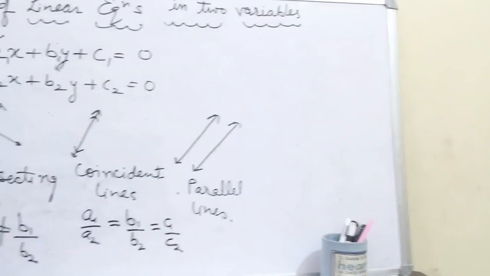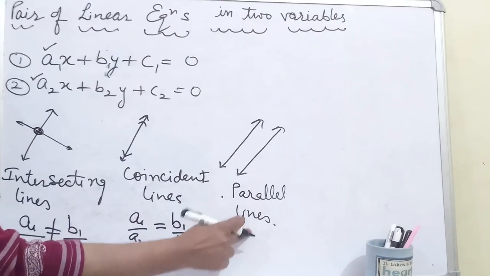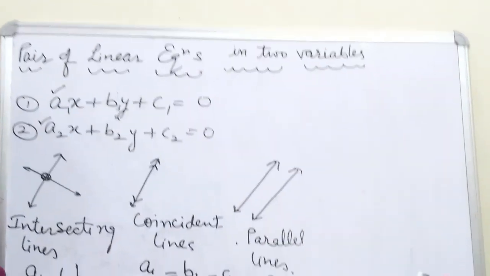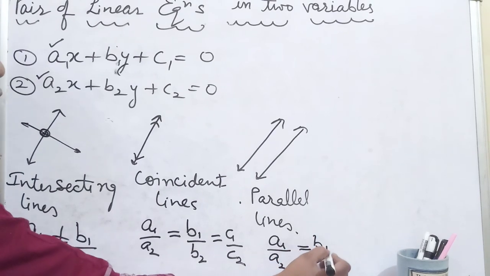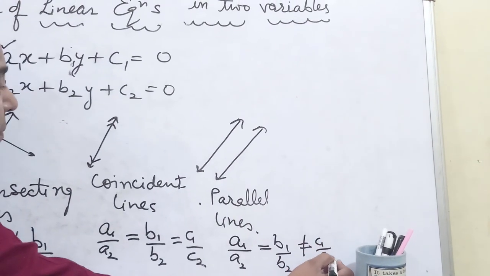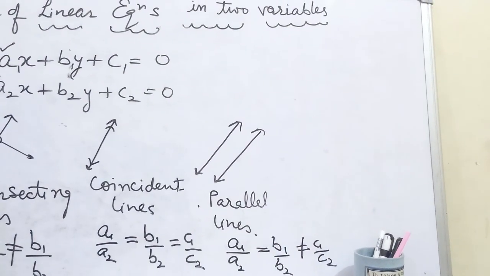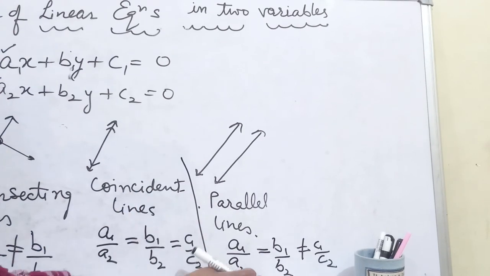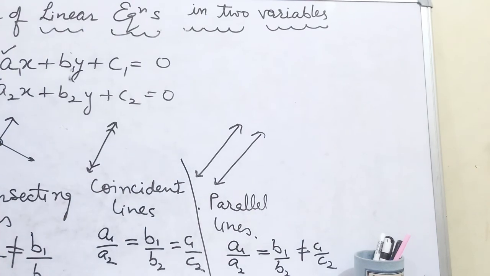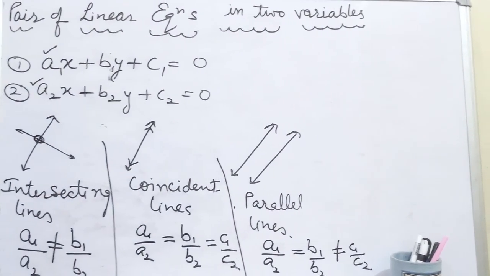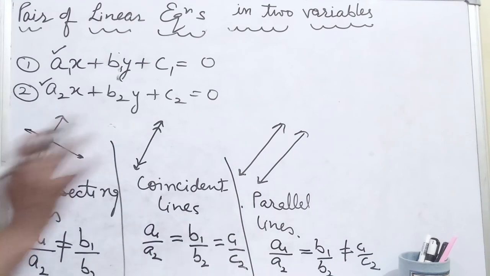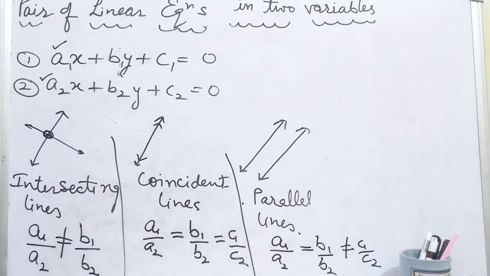Now the third case is parallel lines. For this case, if we take the ratios, it will come like a1 by a2 equals b1 by b2 is not equal to c1 by c2. So if the ratios come in this way, then after plotting you will always get a pair of parallel lines. Otherwise, in this case you will get coincident lines, and in this case you will get intersecting lines. So you should go through these conditions. You have to put them in your mind properly.